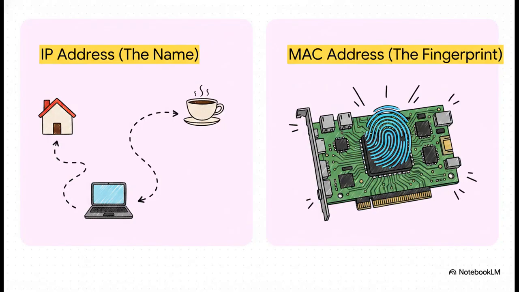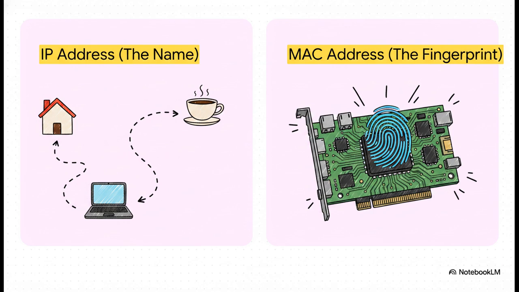On one side, you've got the IP address. Think of this as the name. It's a logical address. It's kind of like your home address. It tells other devices on the internet where you are. And just like your home address, your IP address can change. When you take your laptop from your house to a coffee shop, you get a new IP address.